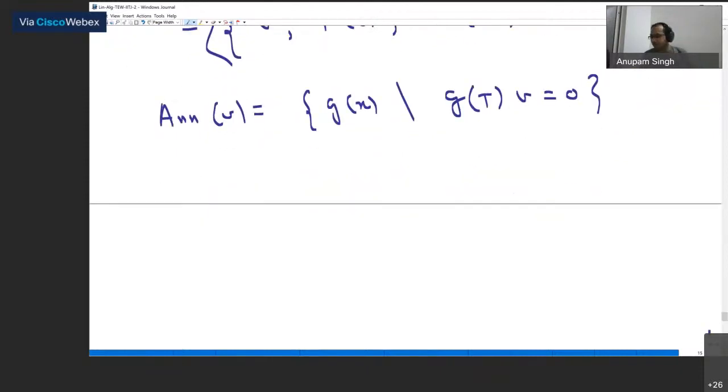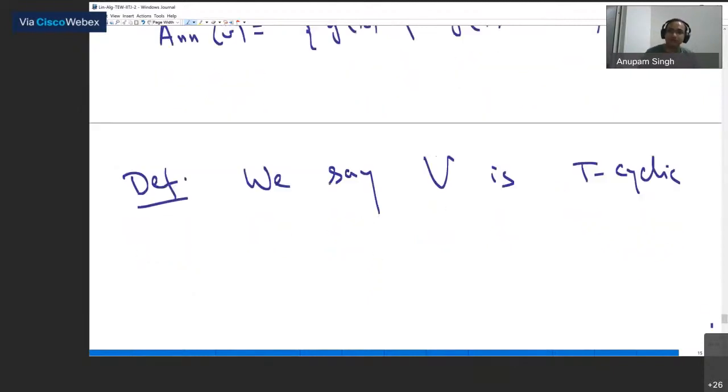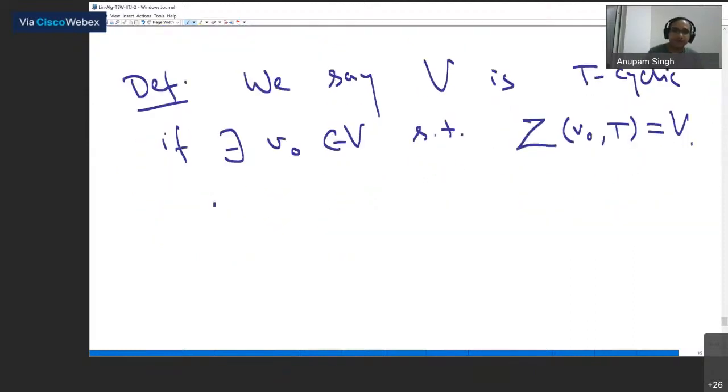Okay. So what is the relevance of Z(v,T)? Here is the definition. We say V is T-cyclic if there exists a vector, let's say v naught in V, such that Z(v naught, T) is equal to V. And the relevance of Z(v,T), the cyclic subspace, is quite interesting. Let's try to understand that.